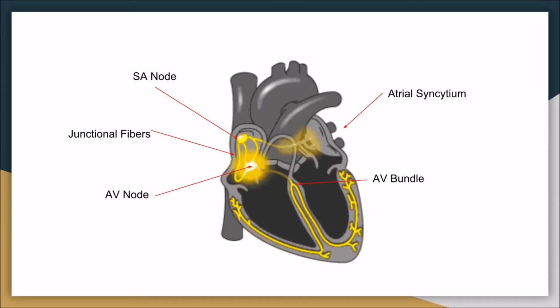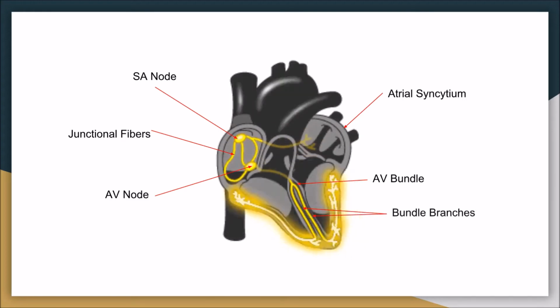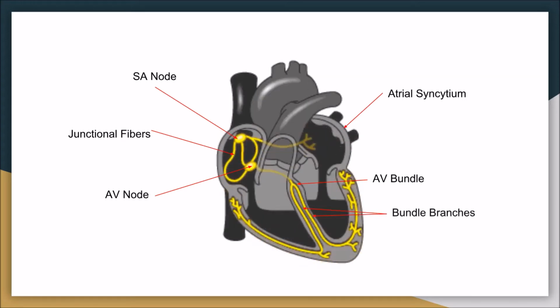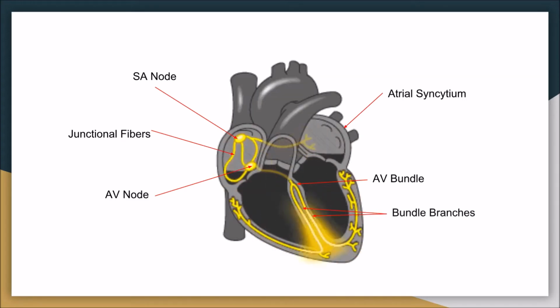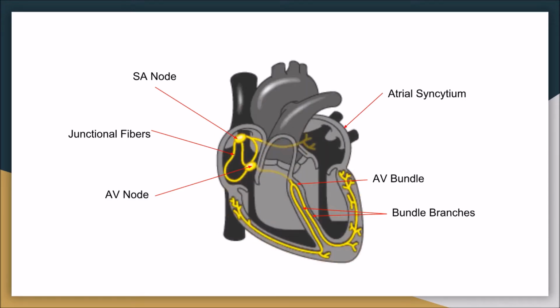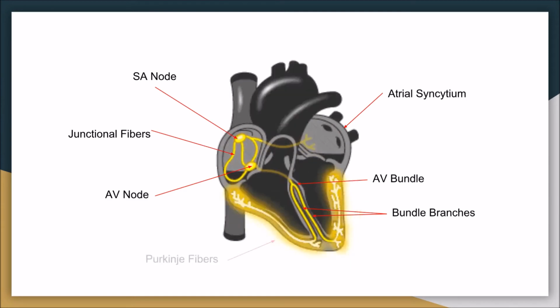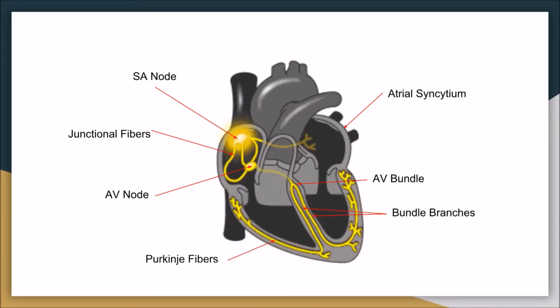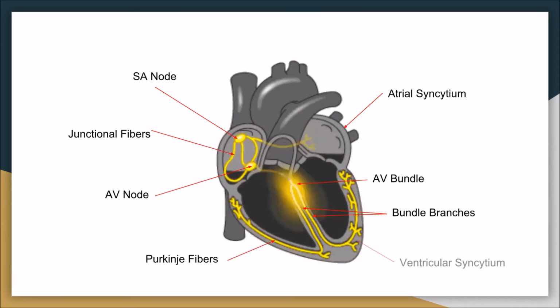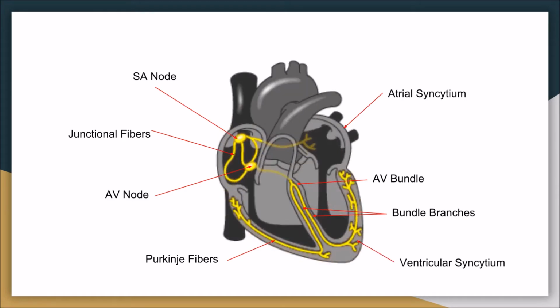The AV bundle separates into the right and left bundle branches, which then travel down to the apex. Once at the apex, they turn back up into the ventricles through the Purkinje fibers, which causes the ventricles to contract. The ventricles then relax, completing the cardiac cycle.